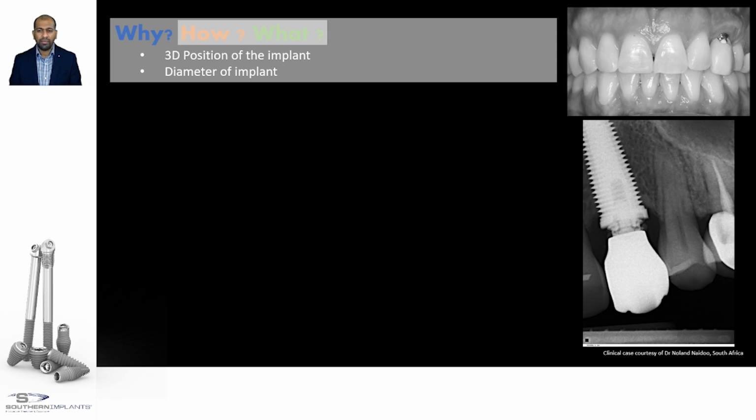Now, what could we have done? Obviously they wanted to immediately load this implant because the patient didn't want to walk around without a tooth. And whatever the planning was at that stage, that was the plan. So how could they have gotten good primary stability, but also respected the biology?